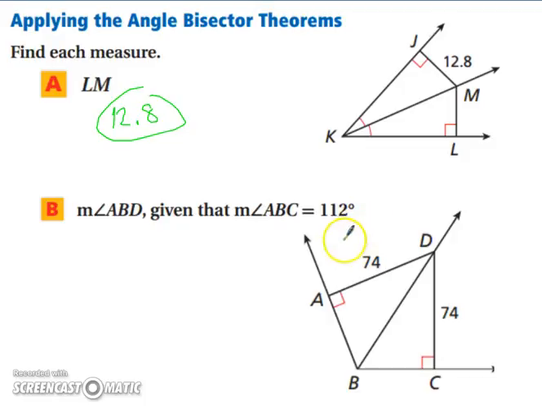Looking at the converse, we have two pieces that are 74, which means that the two angles have to be congruent. So if the measure of ABC, this whole angle here, is 112 degrees, it wants us to figure out what ABD is. So we just need to take half of that because they both need to be congruent. So if we take half of 112, we get 56 degrees.